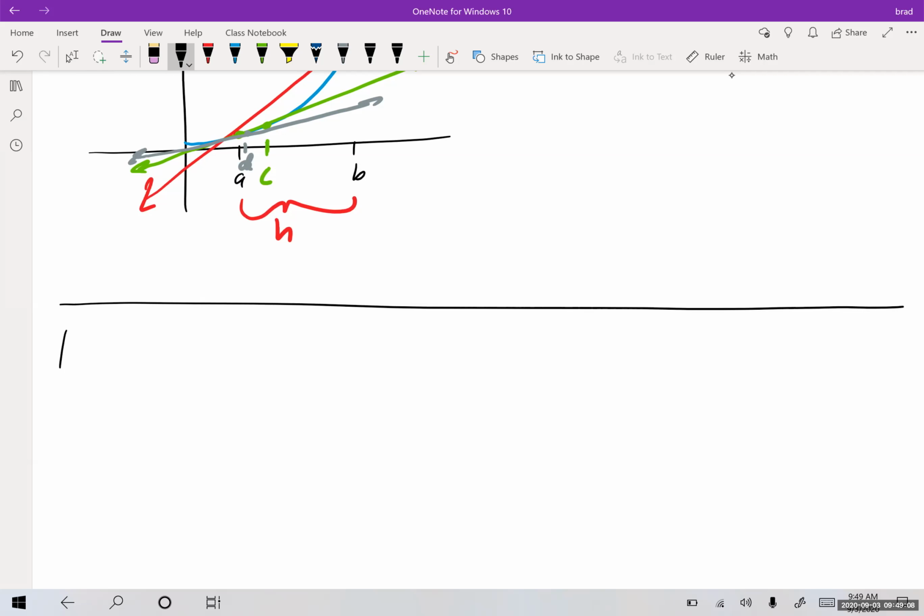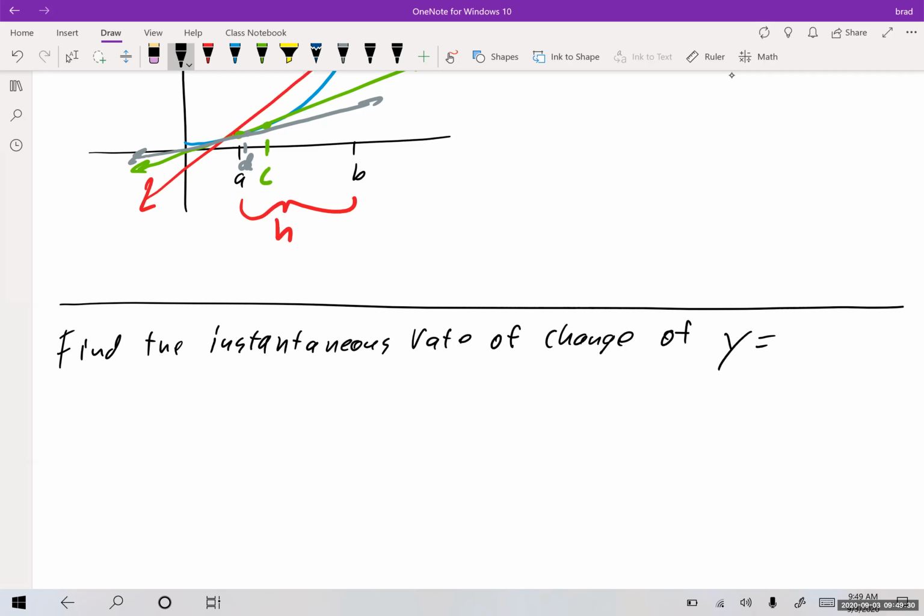It says, find the instantaneous rate of change of y equals x squared plus 2 at x equals 1. Basically, I haven't told you how to find this per se. All I've shown you is how to find the average rate of change.